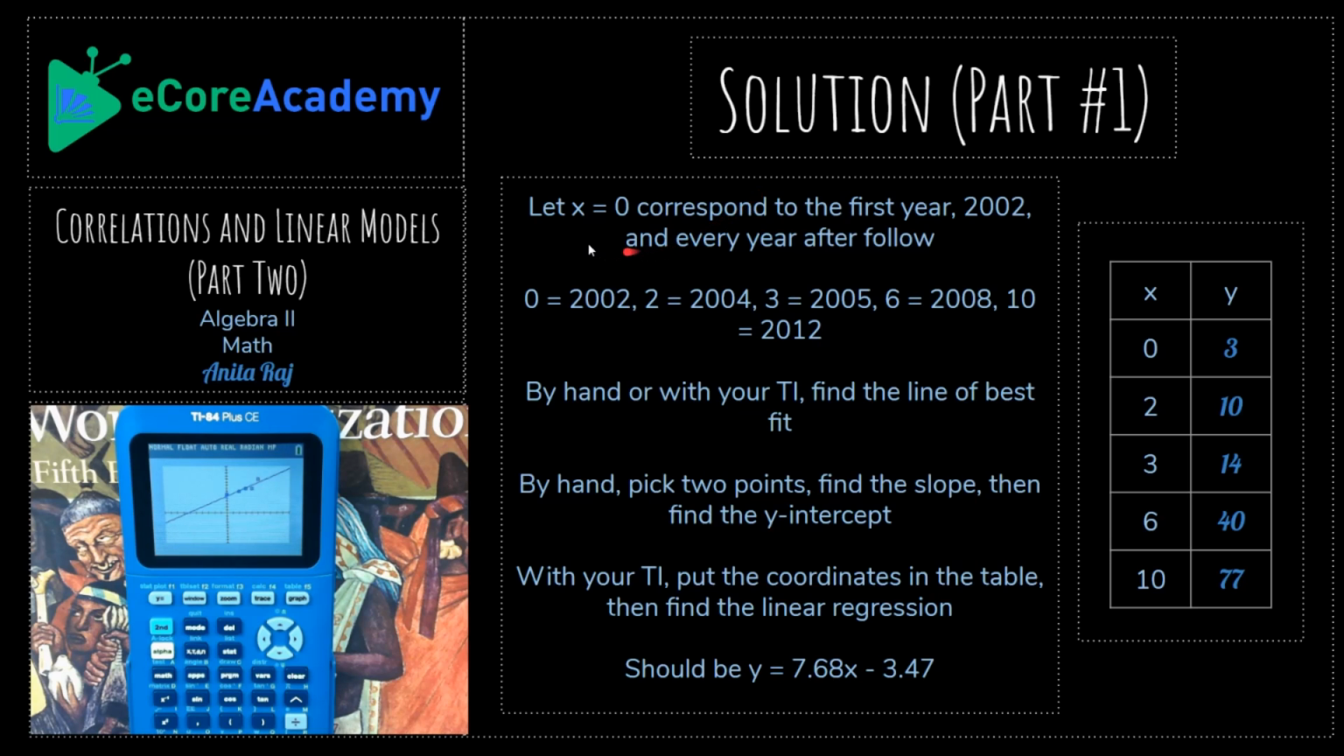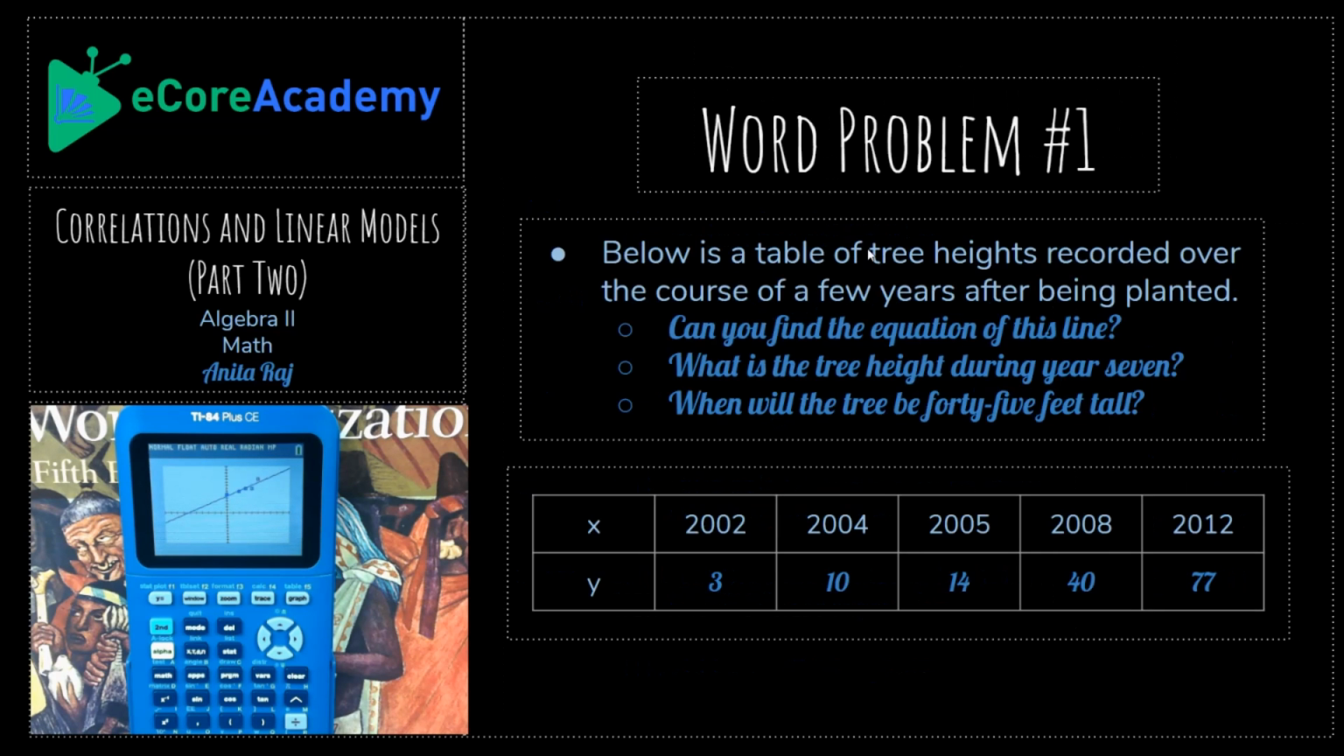So first, let x equal 0 correspond to the first year, 2002, and every year after follow. What that means is when you're doing applications and you deal with years, you might be dealing with years like 1967 or 2014. But if you look back to this table, can I make the coordinate (2002, 3)? That's just not plausible. You can't have an x coordinate that has the value of 2002.